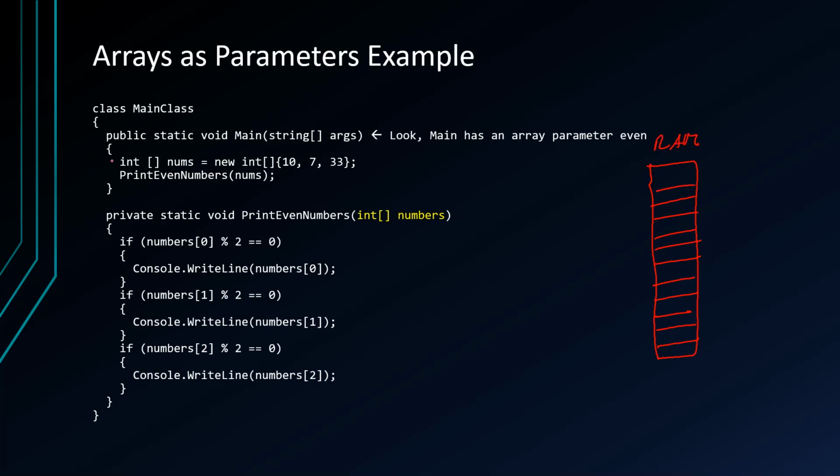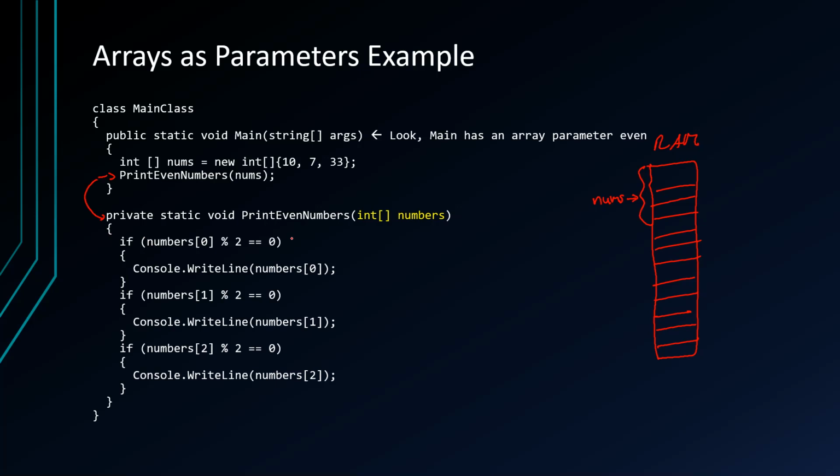And if we look over here, we created an integer variable called nums, which holds 3 values. So I'm going to say that it takes up these first 3 slots, okay? And this is called nums. And it points to these 3 slots. Now, when we get down to this line, the print even numbers, it jumps down to the signature line.